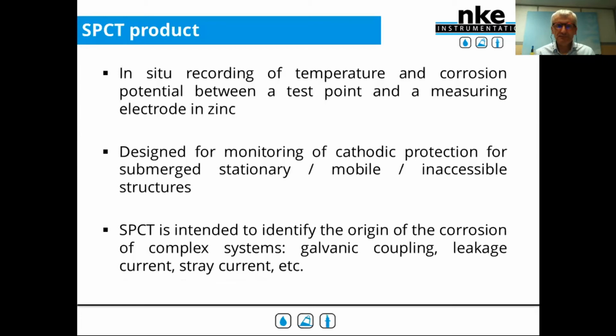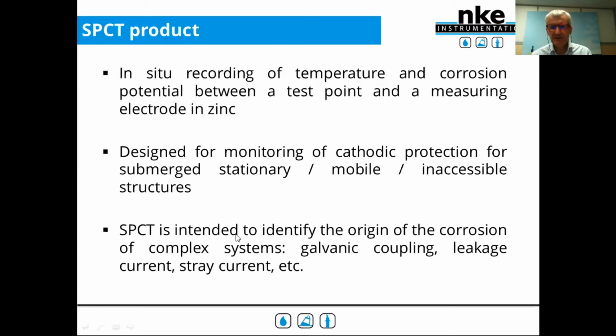So the SPCT is designed for monitoring the effect of cathodic protection on submerged stationary structures like buoys or wharfs, and mobile structures like cables, or inaccessible structures maybe in a wind turbine or offshore structure for oil applications.